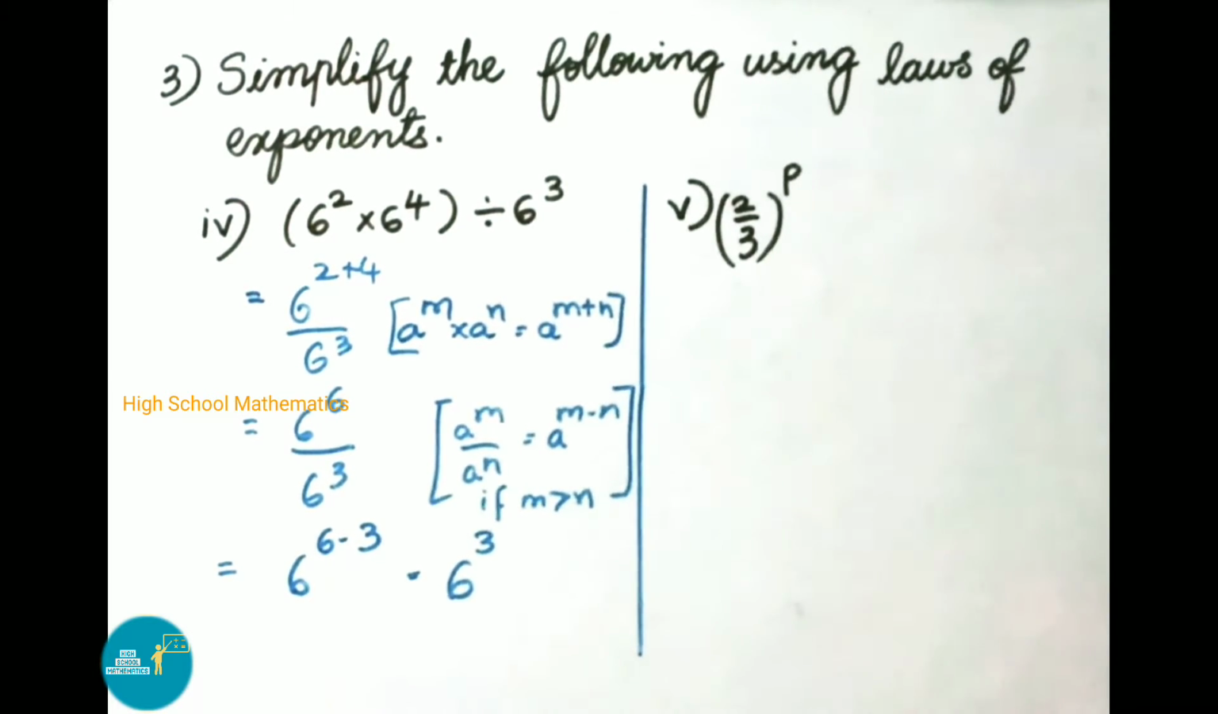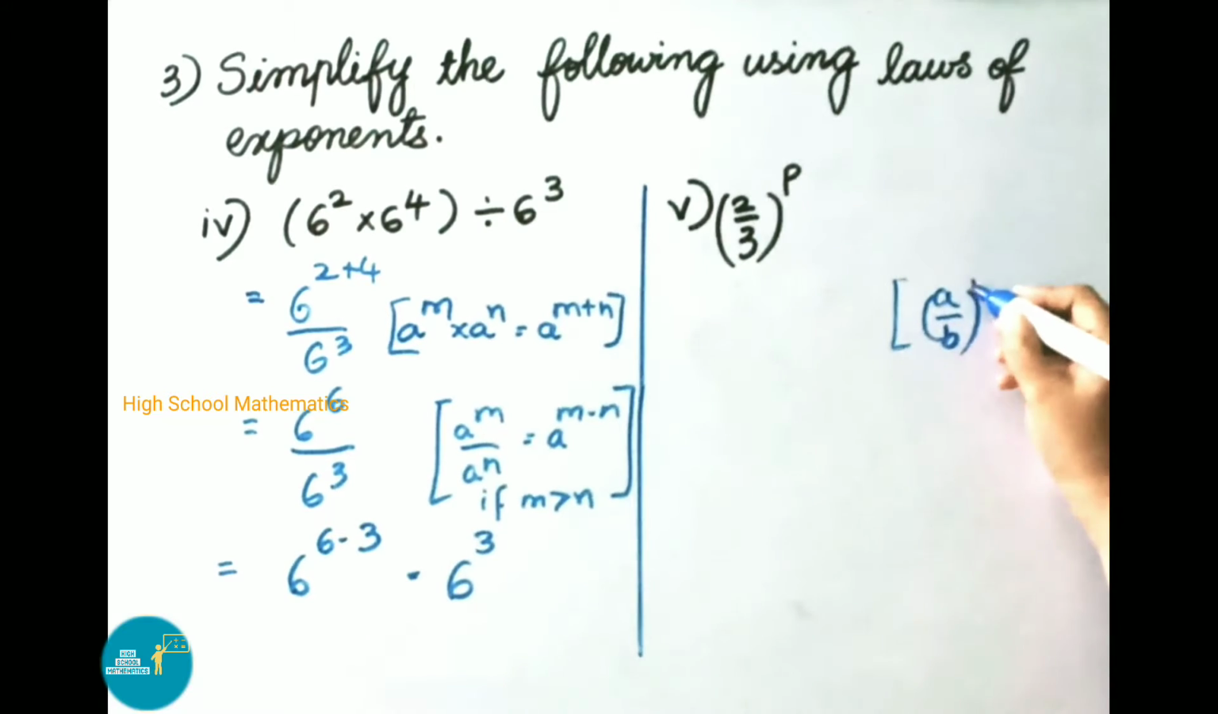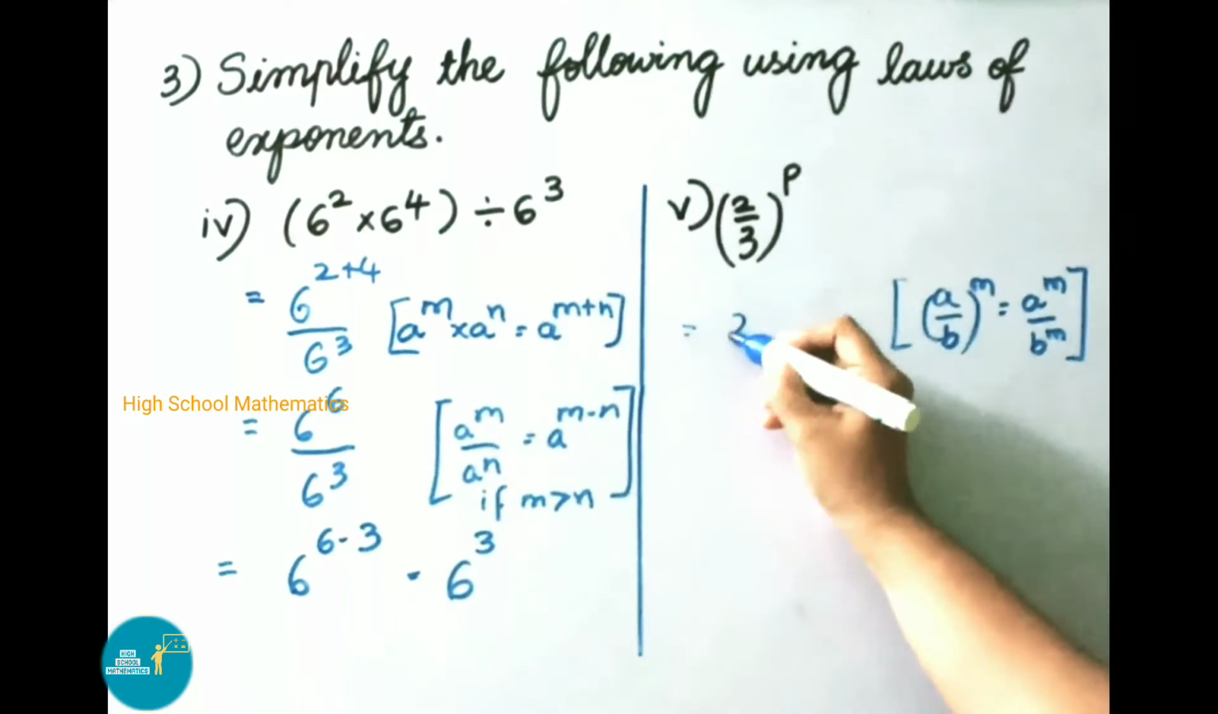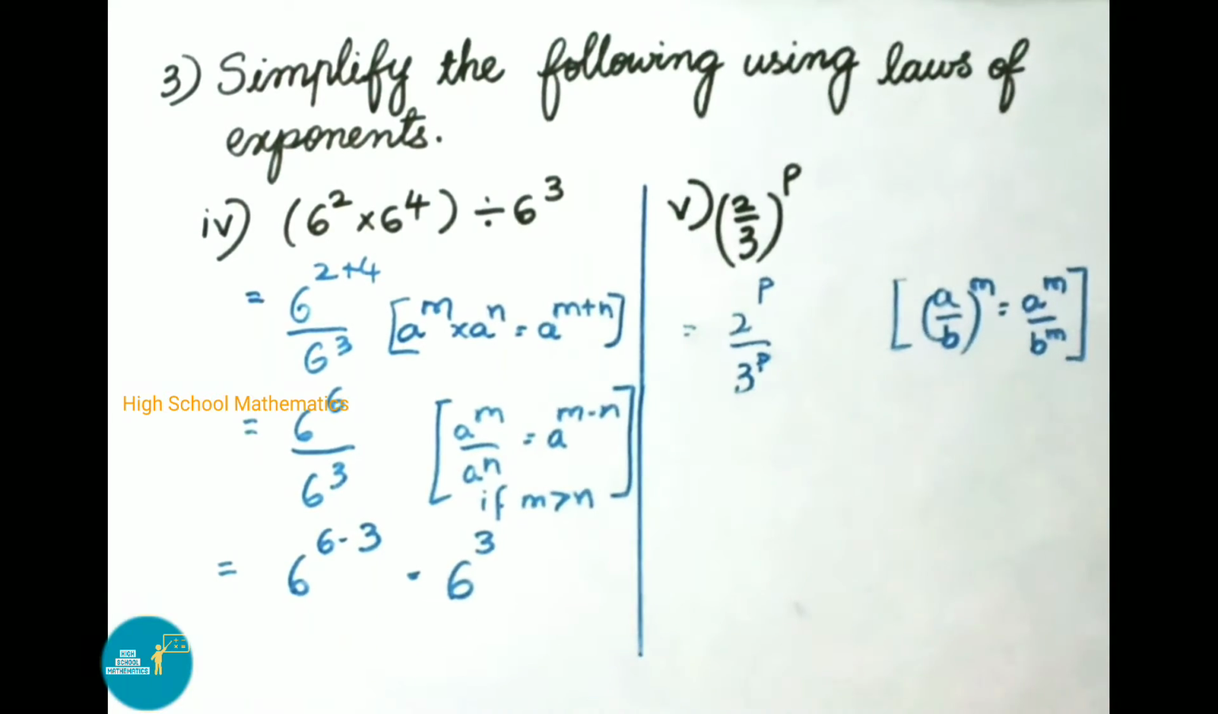Now the fifth one, (2 by 3) whole power p. It is looking like the formula (a by b) whole power m. It can be written as a power m by b power m. So it can be written as 2 power p by 3 power p. So the answer is 2 power p by 3 power p.